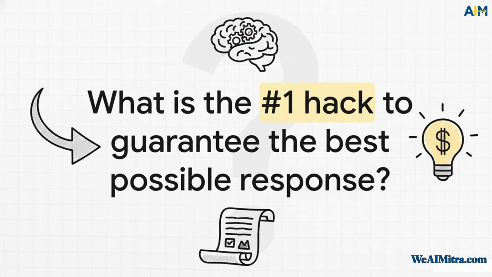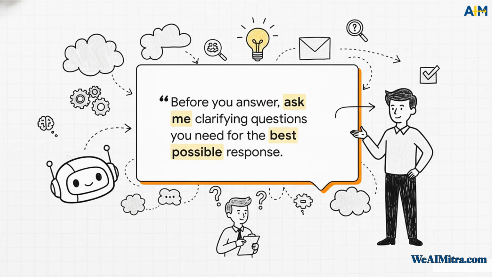But what if there was one single line you could add to almost any prompt to basically guarantee a better result? One hack that forces the AI to help you write the perfect prompt in the first place. This is it. This is the ultimate hack. "Before you answer, ask me any clarifying questions you need to give me the best possible response."